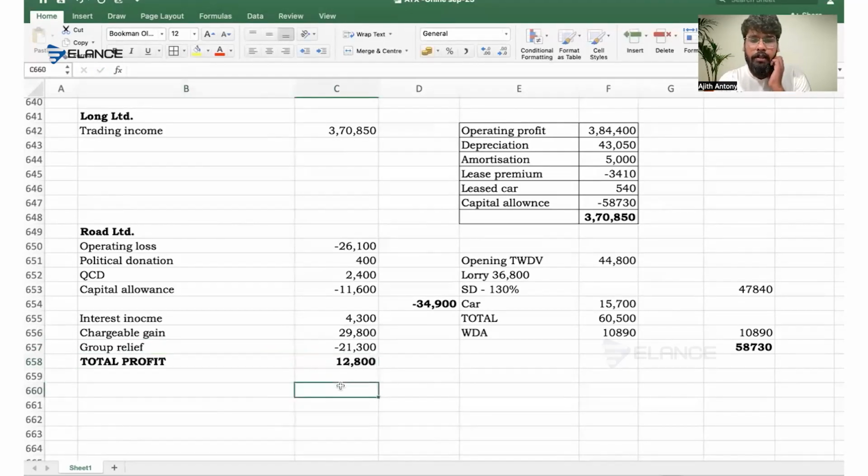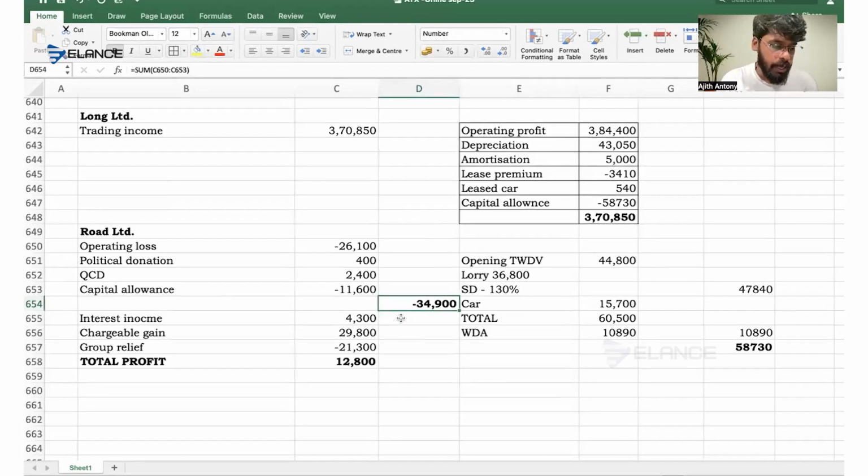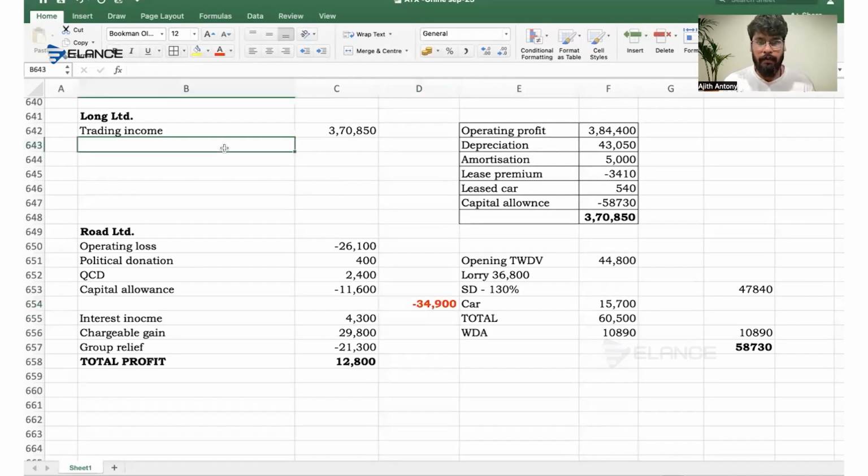Okay, and still the loss of Rod Limited, we are not adjusted. Okay, Rod Limited is having a loss of 34,900. This 34,900 loss of Rod Limited, we can transfer to Long Limited, and we can set off the loss from Long Limited's trading income.